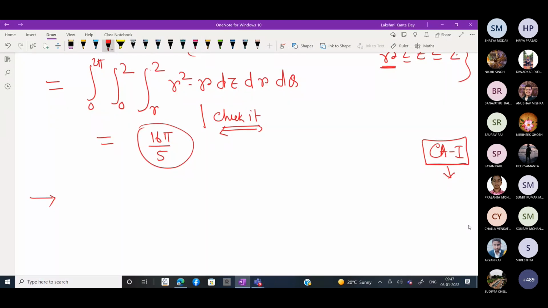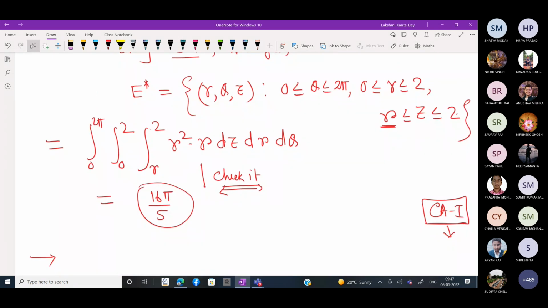Sir, how does R belong to 0 to 2? In the last question, how did you write it in terms of r, theta, z? Sir, how does R belong to 0 to 2?